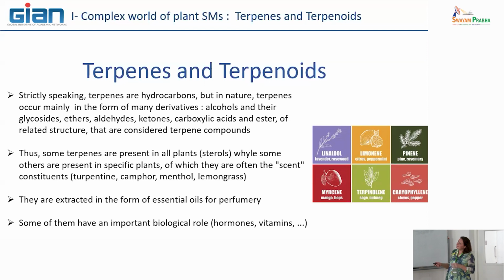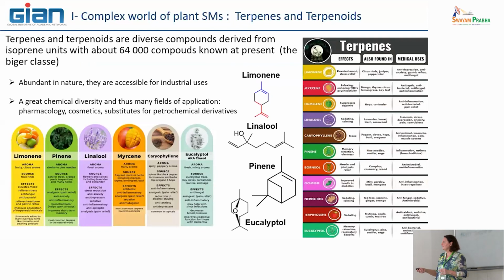Here is a list of the main ones. You could take time to look at which plant they come from. For example, limonene comes mainly from citrus, such as lemon. And here you have an idea. It's quite small. I can't read my own slide on this screen. Okay, that doesn't matter. They can be used because they have lots of effects, which can be detailed here.